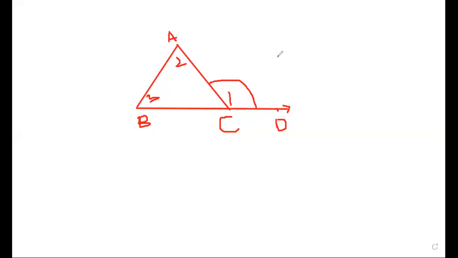The exterior angle, which is angle ACD, this is called what? This is called exterior angle. And the measure of the exterior angle equals what? It equals the sum of the two remote interior angles.